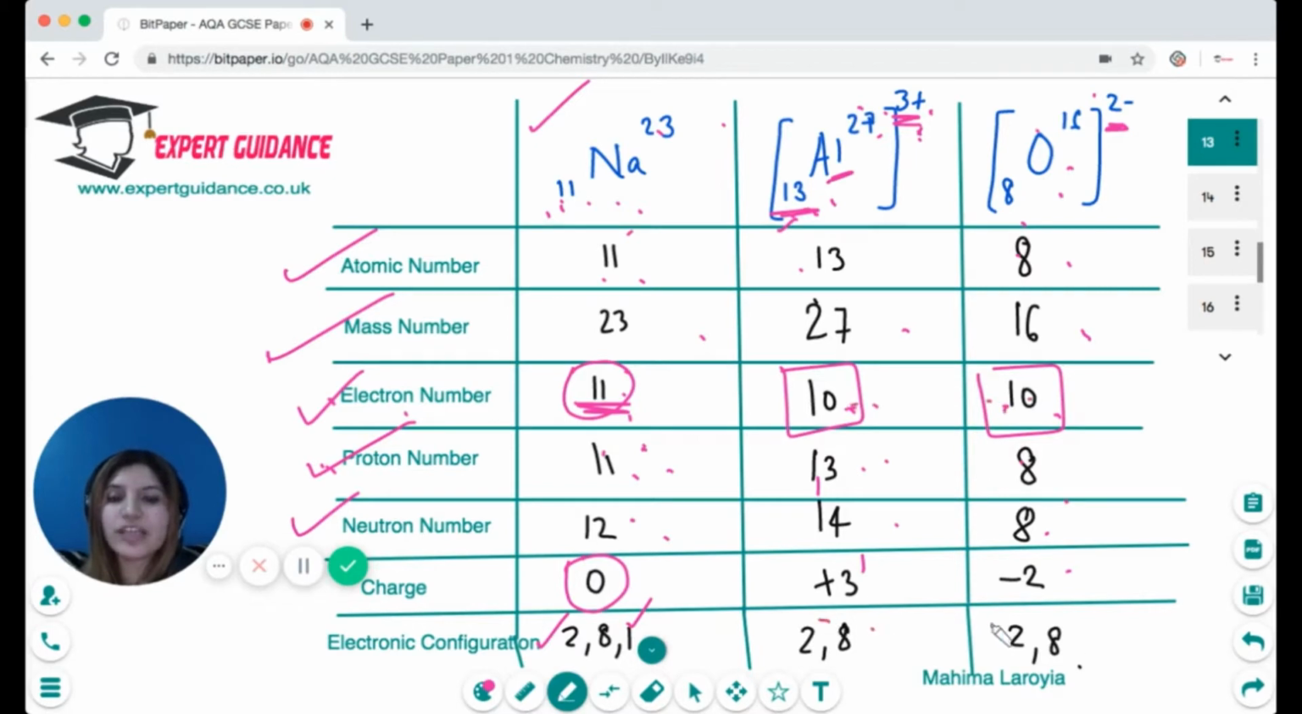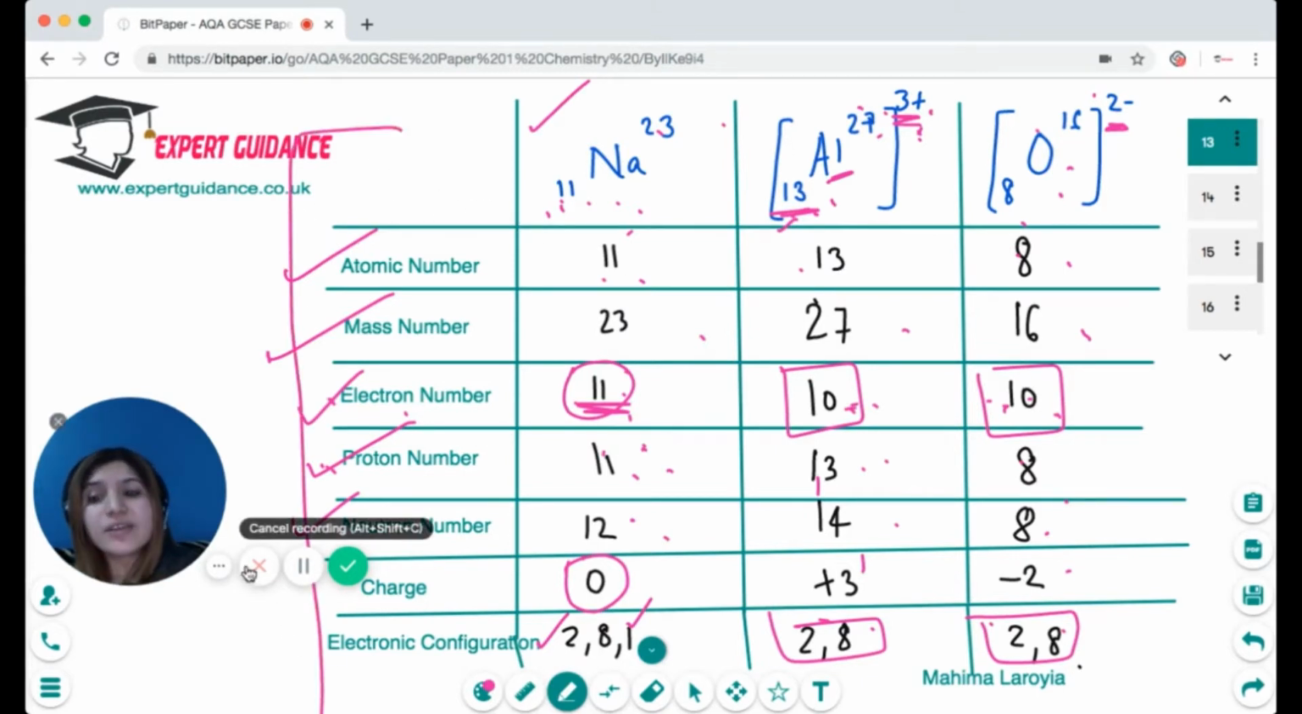So 2, 8, 2, 8 is the full outer shell configuration you will have for all these ions. I hope you are able to do this, because these questions are often asked in the exam, where they give you an element and ask you to work out the atomic number, mass number, electron number, proton number, neutron number. So make sure this table is clear to you.